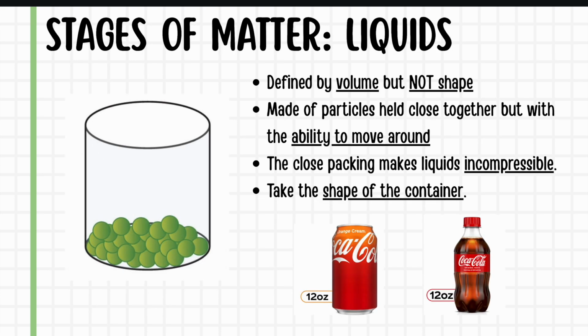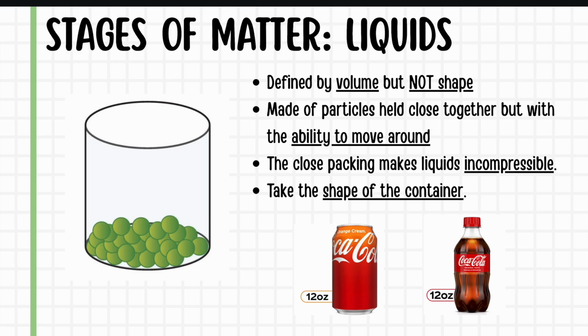Now let's talk about liquids. Liquids are a little bit different because their particles, while they're close together, have the ability to move around, which makes liquids more fluid, right? But then again, because the particles are still closely packed enough, liquids are, like solids, incompressible. So what's the difference between liquids and solids? Well, since the particles have the ability to move around a little bit, their shape is not going to be definite. Their volume will, but their shape will not. They're not going to have a specific shape. Instead, they're going to take the shape of the container.